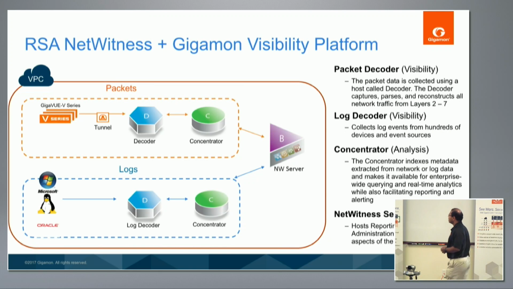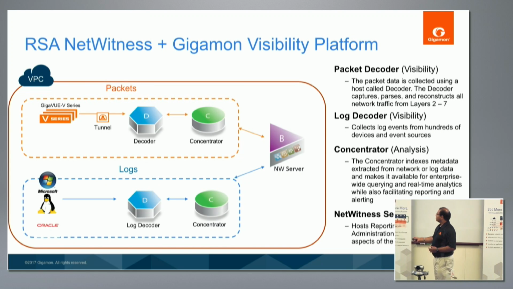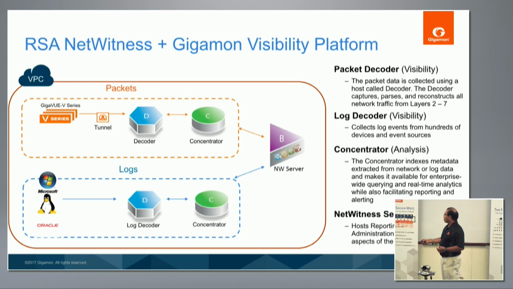A quick picture here is, for example, RSA already takes logs from the applications. They have that. In the cloud variant, they get traffic from our vSeries to their decoder, and then they feed it to their NetWitness server.